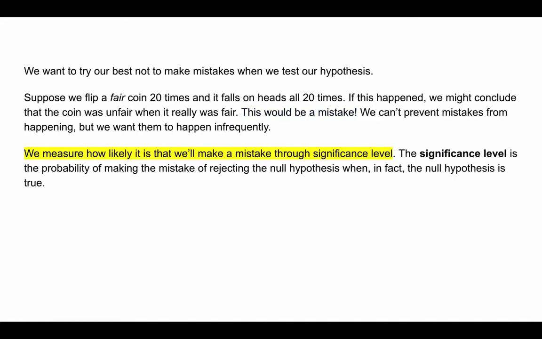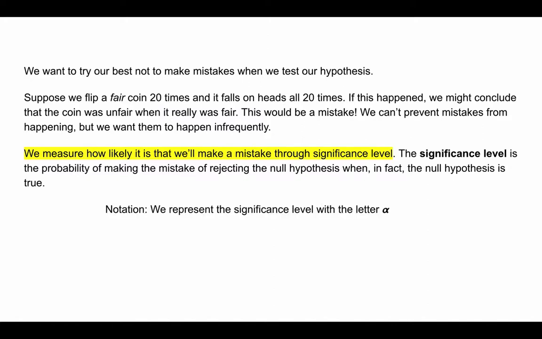So we can't prevent mistakes like this from happening when we do a hypothesis test, but we want them to happen infrequently. The significance level is a number that we use to measure the likelihood of making a mistake when we conduct a hypothesis test. In particular, the significance level is the probability of making a mistake of rejecting the null hypothesis when in fact the null hypothesis is true. So in the experiment we're talking about with spinning the coin, the significance level is the probability that we will conclude that the coin we're spinning is not fair when in fact it really is fair, if we were to do a test and actually spin the coin a bunch of times and see what happened.